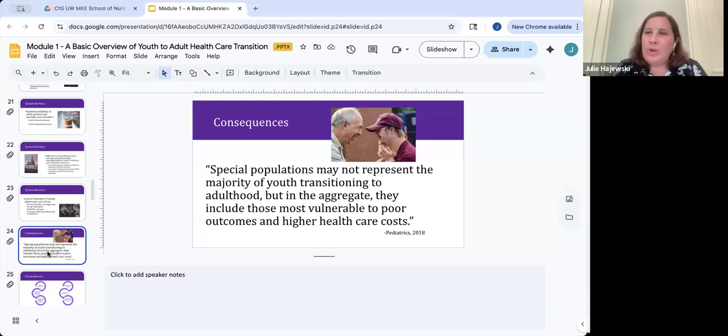So I've always pulled this quote out from White and Cooley's article because I think it's just really striking and important. While our special populations may not represent the majority of youth transitioning to adulthood, in the aggregate, they include those most vulnerable to poor outcomes and higher healthcare costs. That's why we're doing the work that we do through the Transition Initiative.